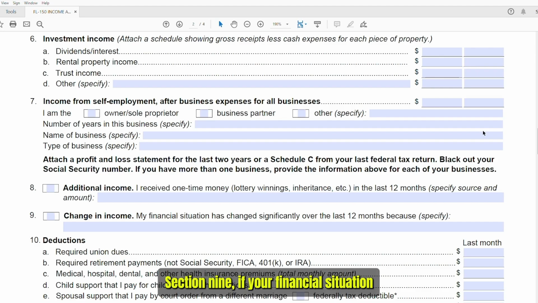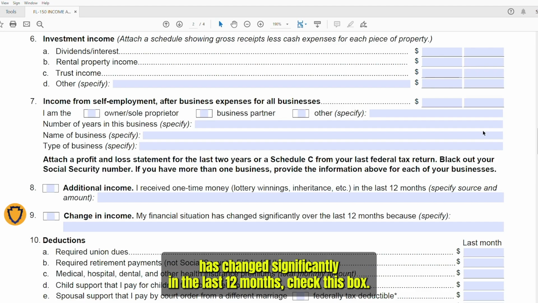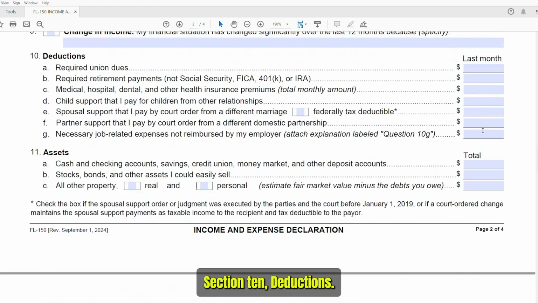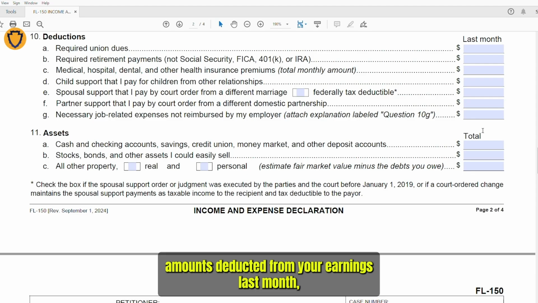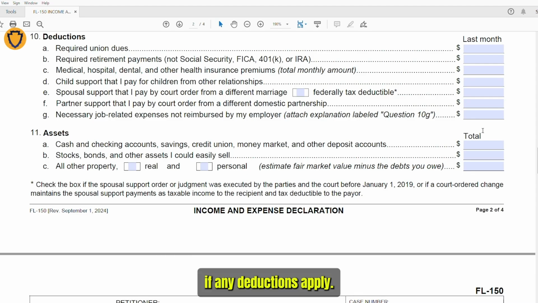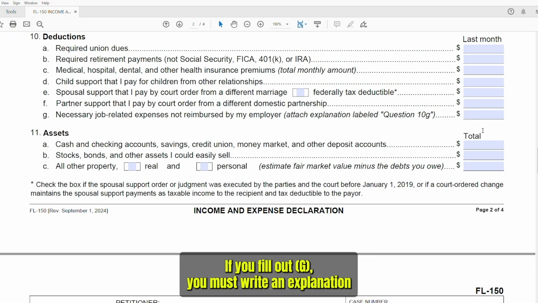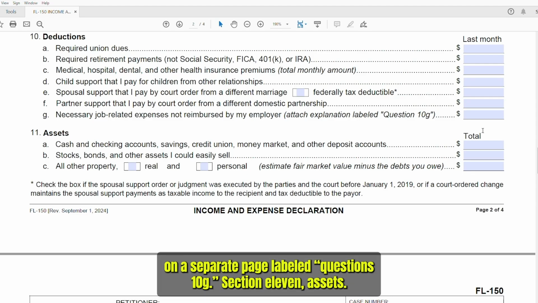Section 9. If your financial situation has changed significantly in the last 12 months, check this box. Section 10. Deductions. Fill in amounts deducted from your earnings last month, if any deductions apply. If you fill out G, you must write an explanation on a separate page labeled Question 10G.